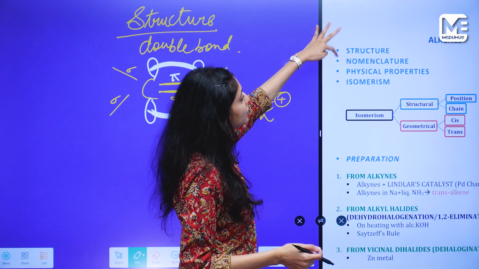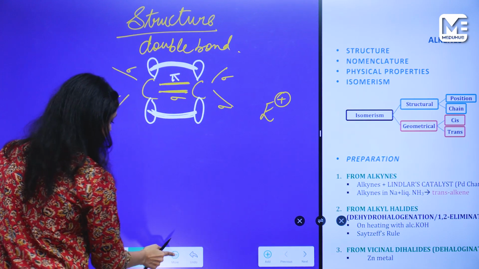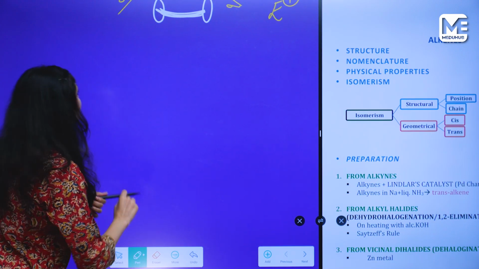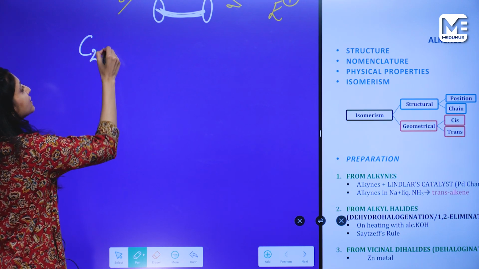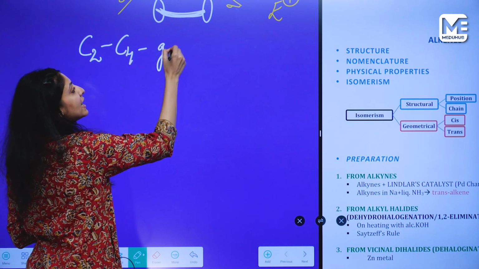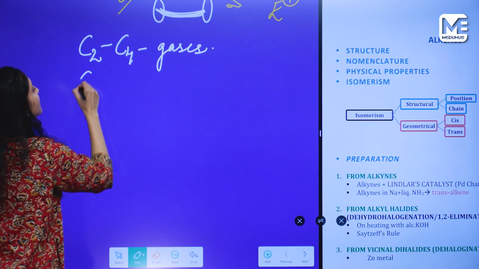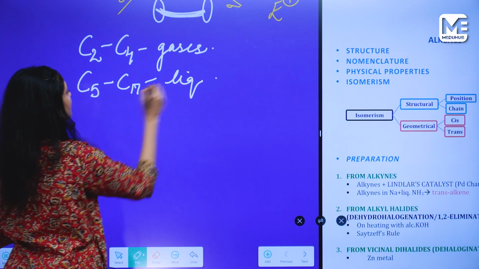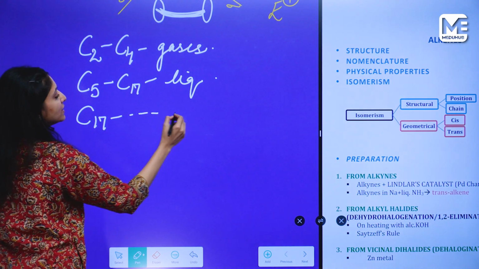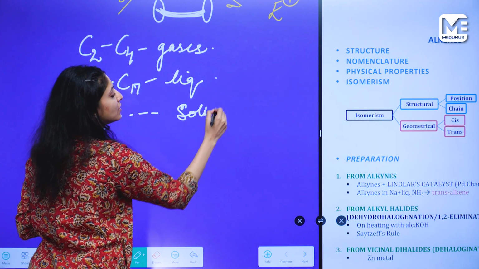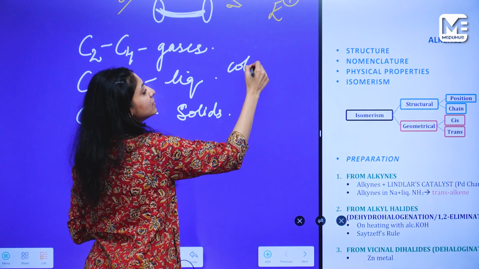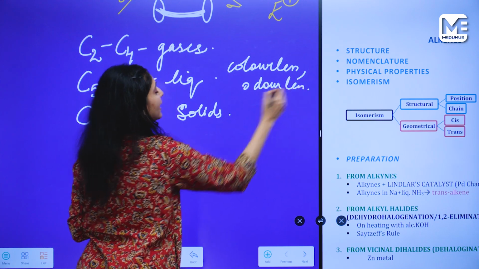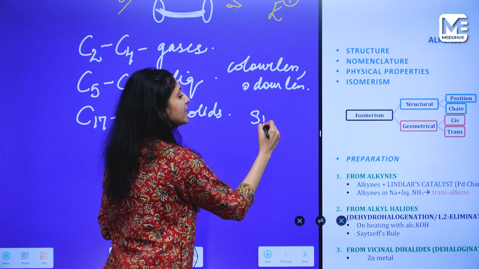We've spoken about structure, nomenclature. What about the physical properties of alkenes? So alkenes, the lowest alkenes C2 to C4 are mostly gases. C5 to C17 are liquids, and C17 onwards are solids at room temperature. They are mostly colorless, odorless, and alkenes, they burn with a smoky flame.